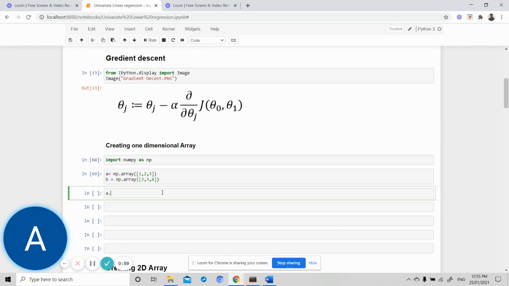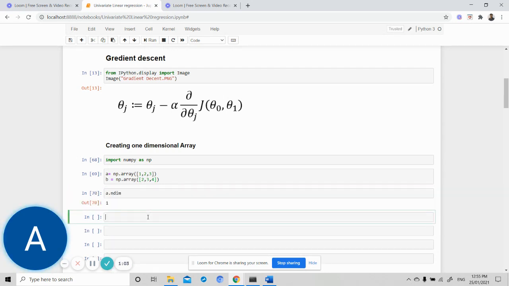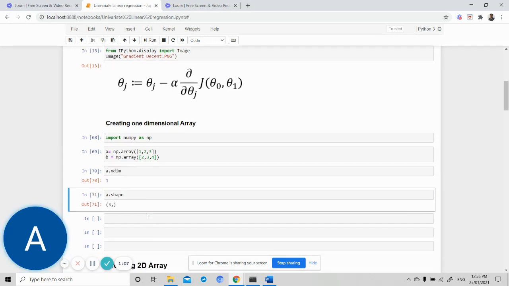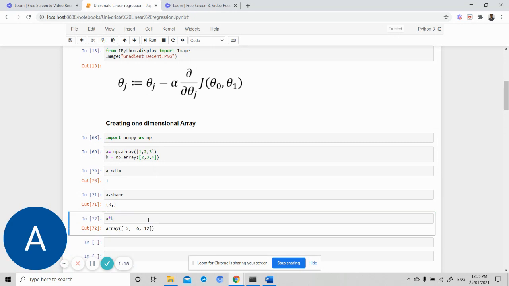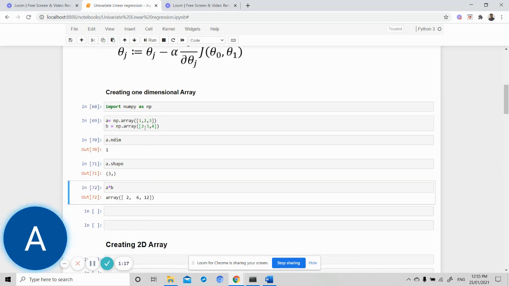If we need to look at the dimension, we can look at ndim. We have a one-dimensional array, you can see the same. We have 3 elements in the array. So if we need to do multiplication, A into B, this is element-wise multiplication.